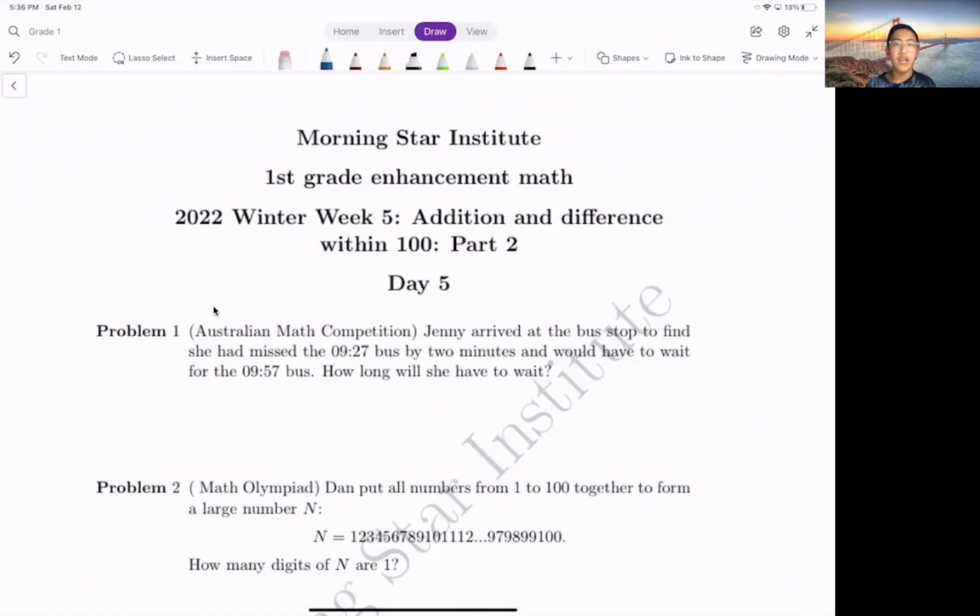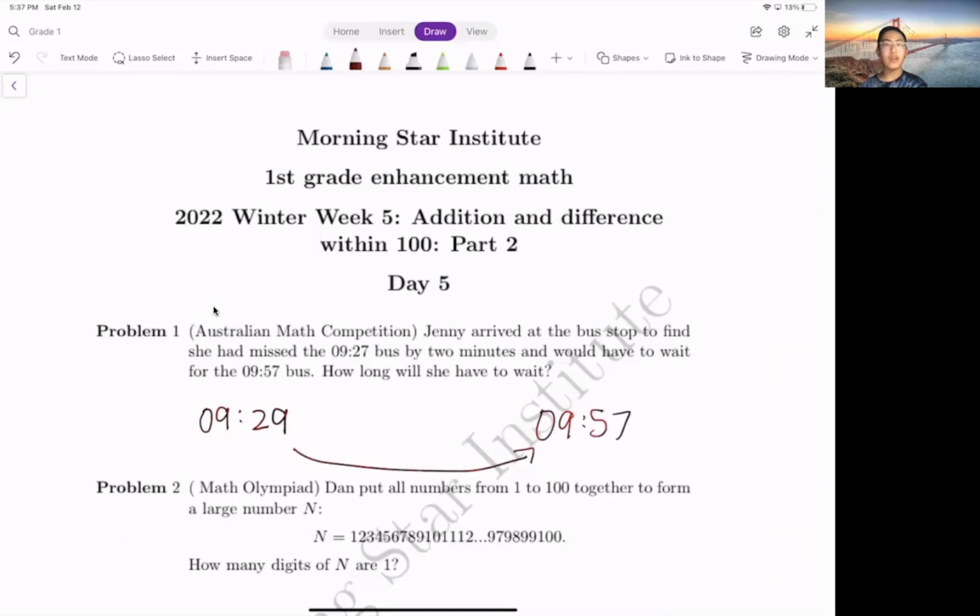Problem 1. Jenny arrived at the bus stop to find she had missed the 9:27 bus by 2 minutes and would have to wait for the 9:57 bus. How long will she have to wait? Since she missed it by 2 minutes at 9:27, she arrived at the bus stop at 9:29. And she has to wait all the way until 9:57 to get another bus.